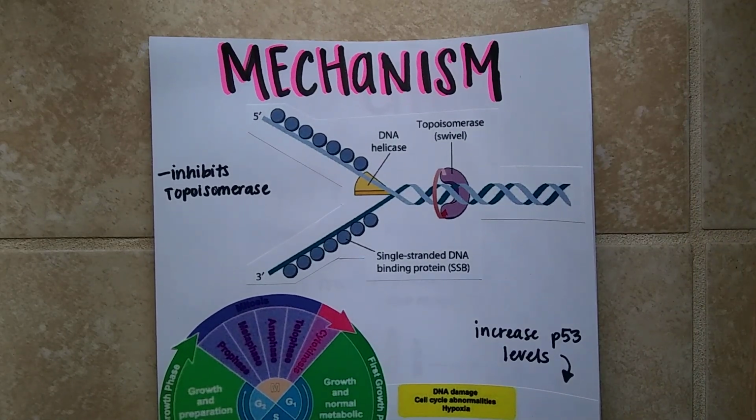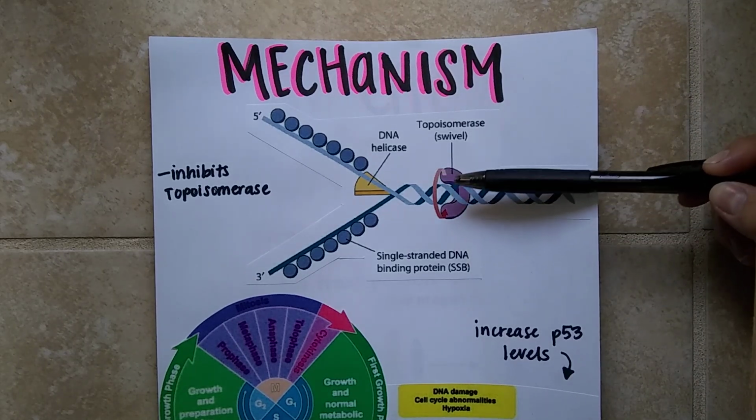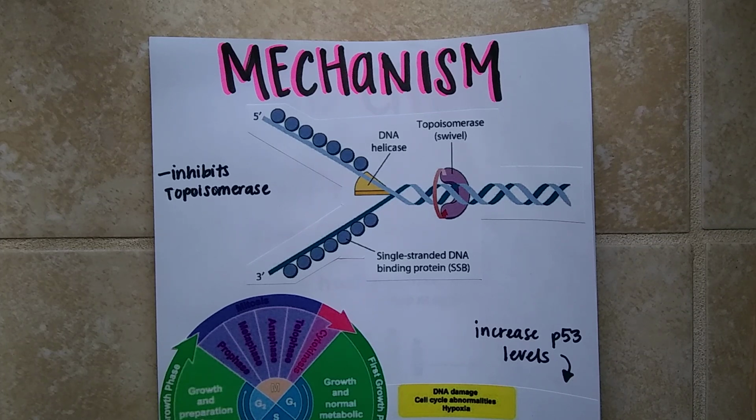So the mechanism. Doxorubicin is an anthracycline anti-tumor antibiotic, and it's used to slow or stop cancer cells from growing by intercalating with the DNA helix between base pairs. This action prevents DNA from replicating, and this will ultimately inhibit protein synthesis. So it prevents DNA from replicating by inhibiting topoisomerase, as you can see here. This is the enzyme that is needed for DNA replication.